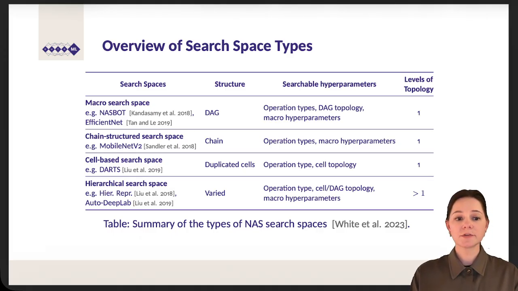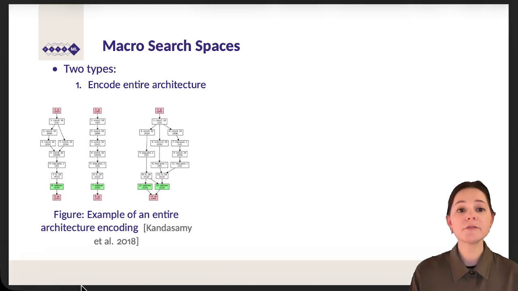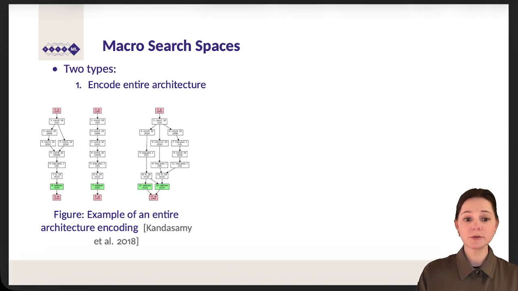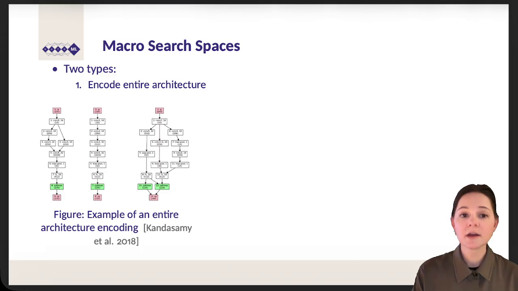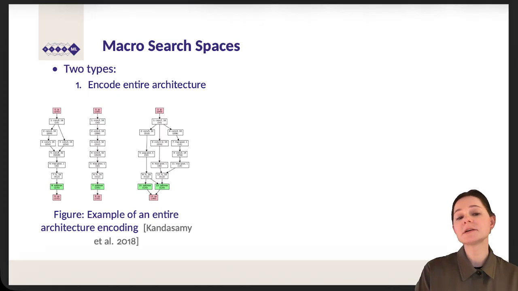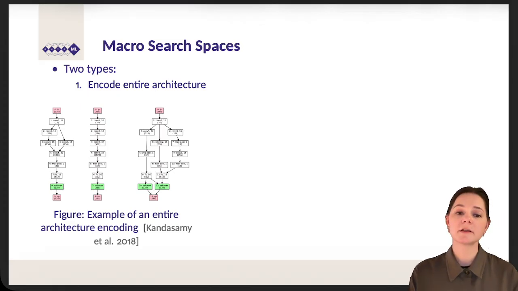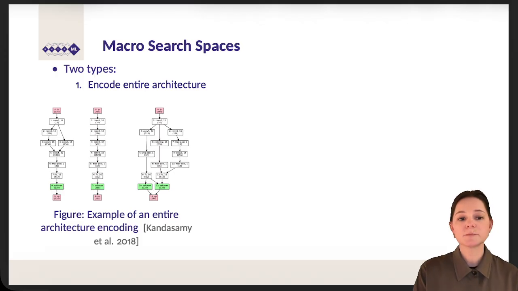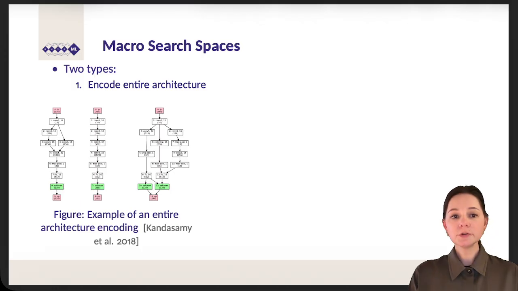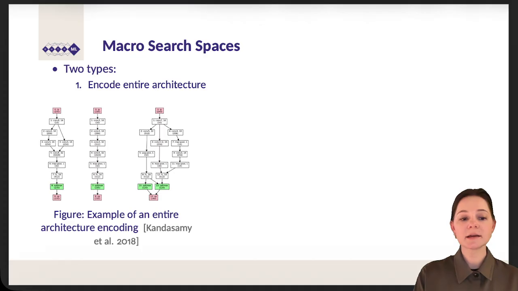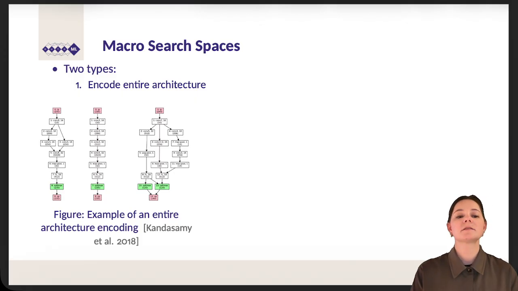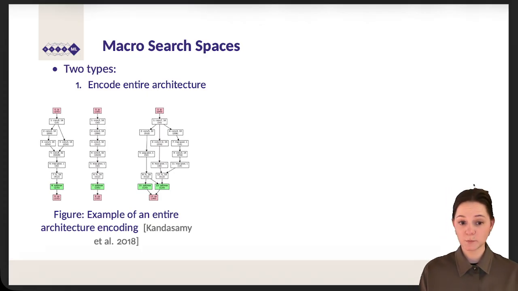So let's start with the macro search spaces. We have two types of macro search spaces. The first one is to encode the entire architecture, here on the example of a CNN-based search space, NASBot from Kandasamy et al. in 2018. Here we have choices between which kind of operation I want to apply at each node and the actual topology itself. We can choose between different convolutions, different poolings, and fully connected layers with any kind of directed acyclic graph topology. The only constraint here is that the depth of these architectures is at most 28.